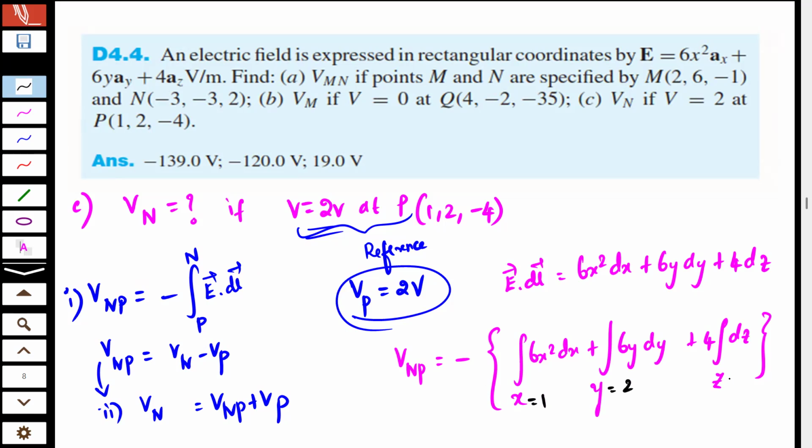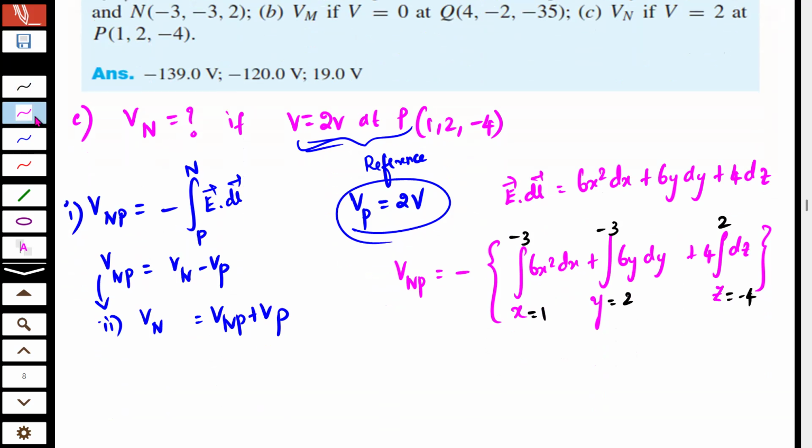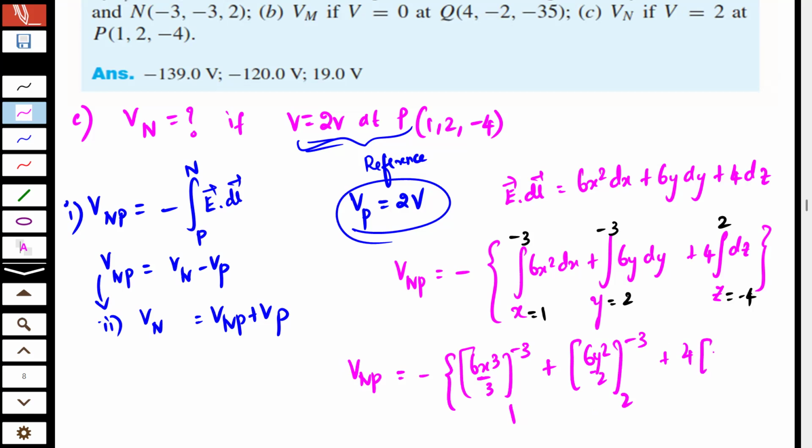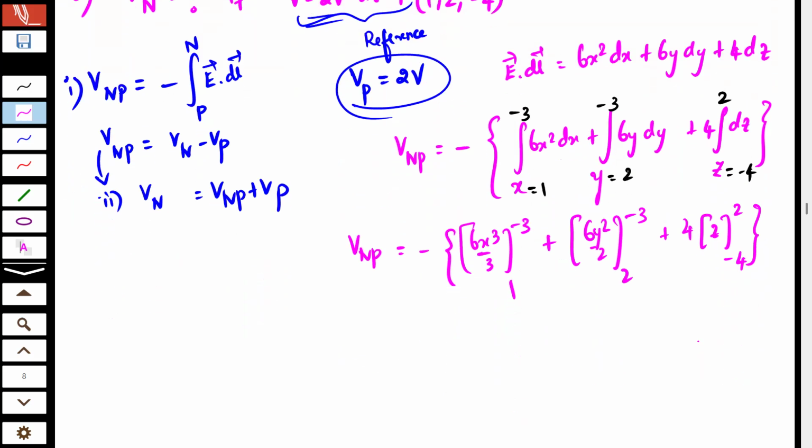So for P, the x, y, z values are 1, 2, and minus 4. And for point N, the x, y, z values are minus 3, minus 3, and 2. So by applying these limits and performing the integration, you will be getting VNP. So in a similar way, you should do this. So 6x cubed by 3, limits 1 to minus 3. Then 6y squared by 2, limits 2 to minus 3. Then 4z, limits minus 4 to 2. I am leaving this for you to complete. You can pause the video, complete it, and then check the answer.